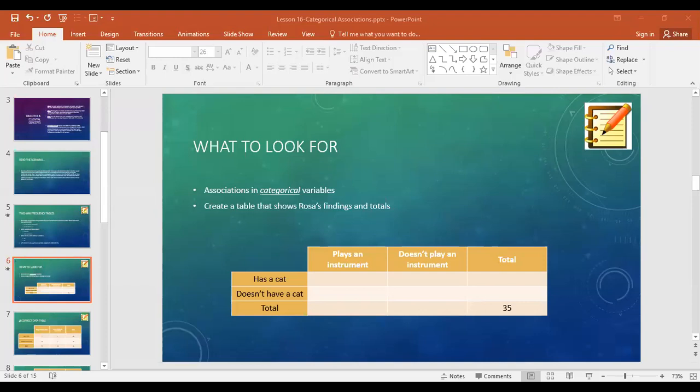So in this box right here, this is plays an instrument and has a cat. So the kids that play an instrument and have a cat, that tally, that frequency will go right there. Over here will be plays an instrument and doesn't have a cat. So any kids that play an instrument and don't have a cat, that frequency will go right there.